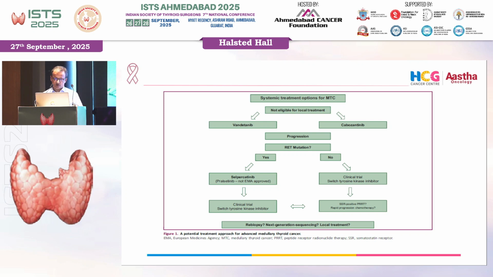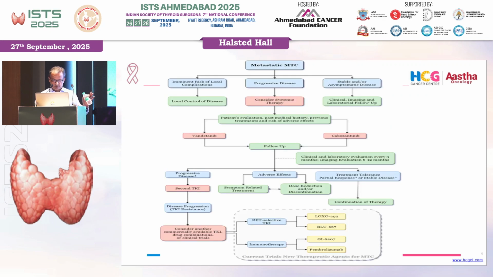As soon as you have a diagnosis of MTC histologically and it is not operable, then there are 2 drugs, one on the left which is vandetanib and the cabozantinib. Now vandetanib is unfortunately not available in India, so we only have to focus on one drug, that is cabozantinib. And if there is a progression on this, then we look for a RET mutation. And if there is a RET mutation, as mentioned previously, we have these 2 drugs, selpercatinib and pralsetinib. Unfortunately, both of these are not available in India.